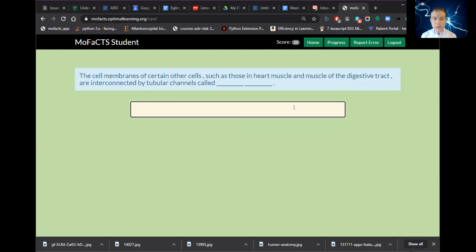The cell membranes of certain other cells, such as those in heart muscle and muscle of the digestive tract, are interconnected by tubular channels called gap junctions. That's just what they're called. I don't know why you call a channel a junction. Unintuitive to me. I bet looking at some of the pictures in the textbook would help think about this one a bit.